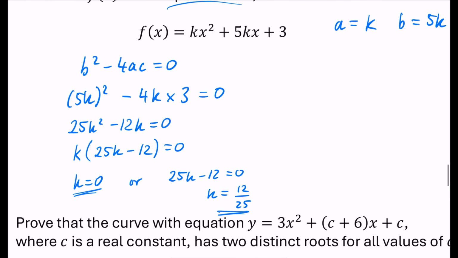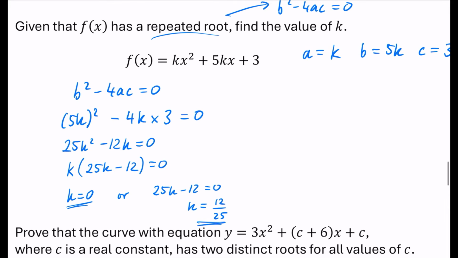But I want to have a look at this, because it doesn't say find the values of k, it says find the value of k. So one of these is not going to be suitable. Let's have a look at k of 0. If k is 0, then we would get that f of x is equal to 0x squared plus 0x plus 3. So we've got f of x is equal to 3, which as a graph is no longer a quadratic. It is literally just a line like this. And does that have any roots? Nope. It's not crossing the axis at all.